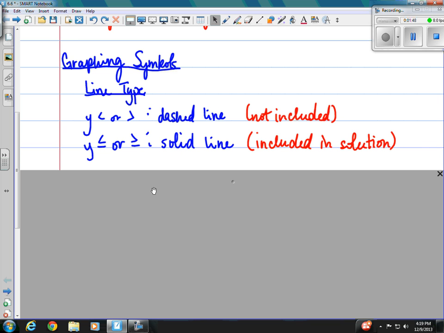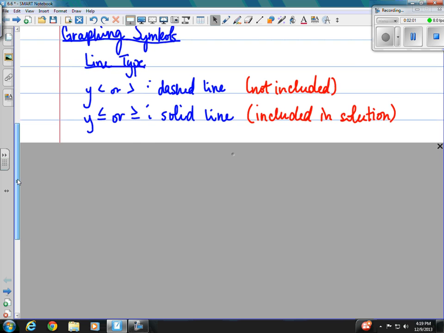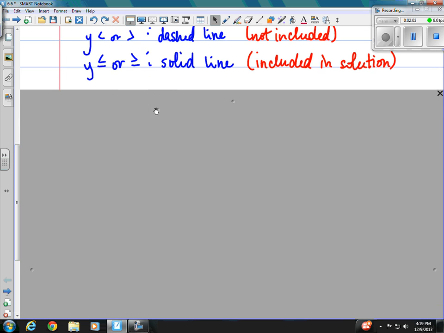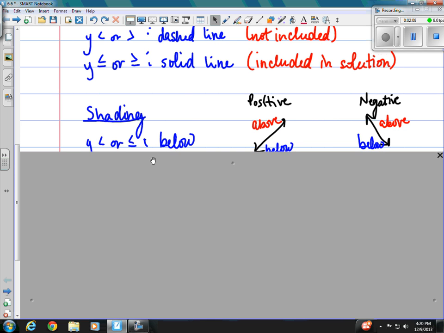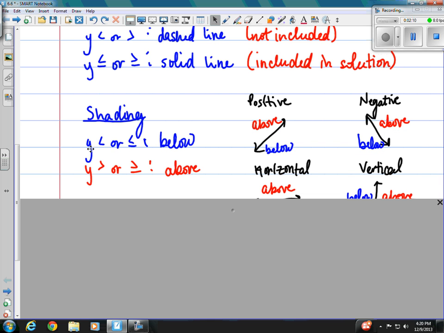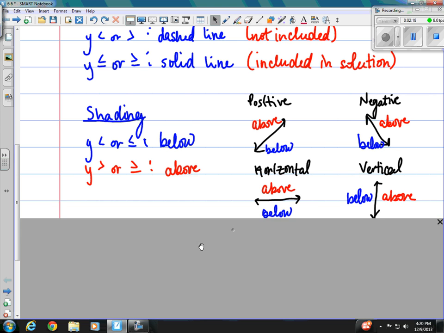Our second line type is for when y is less than or equal to or greater than or equal to, because the line is then included in the solution because it is equal to it. Now our next thing is shading. So for shading, if y is less than or equal to, we're going to shade below the line. And if y is greater than or equal to, we're going to shade above the line.